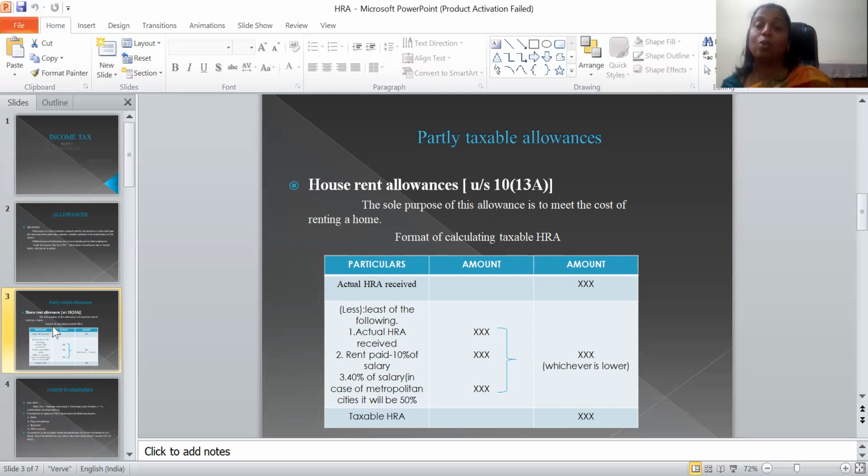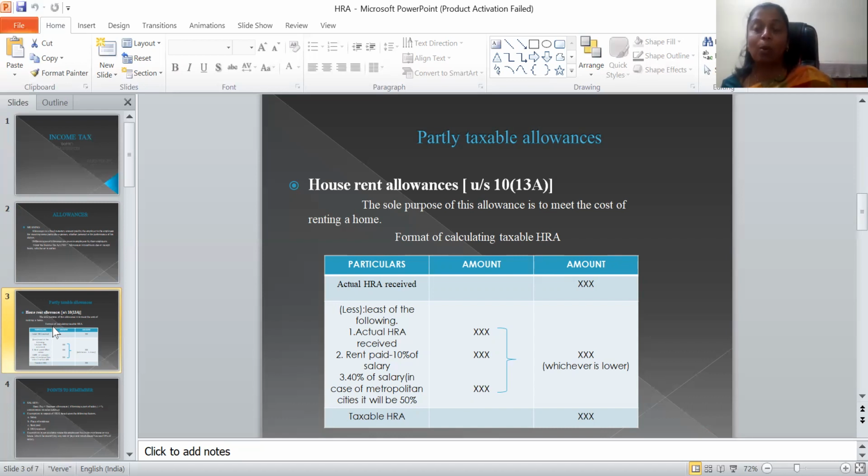So whatever amount you have received as your HRA, that is your actual HRA received, in that the least of the following can be deducted. So what is that least of the following? We have three things under that: the HRA amount, what you have received from an employer, or it can be rent paid minus 10% of salary, and 40% of salary. In case of metropolitan cities, it will be increased to 50%. So other than metropolitan cities, it will be 40%.